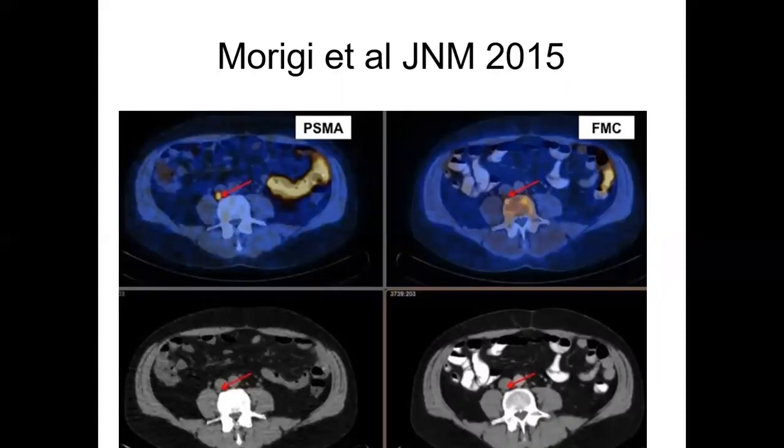So here is a couple of patients from their study. So here we have PSMA and choline, and this is a little para-aortic node, actually, I said para-aortic, it's more of an aortocaval node, and you can see that it's positive on PSMA but negative on choline.